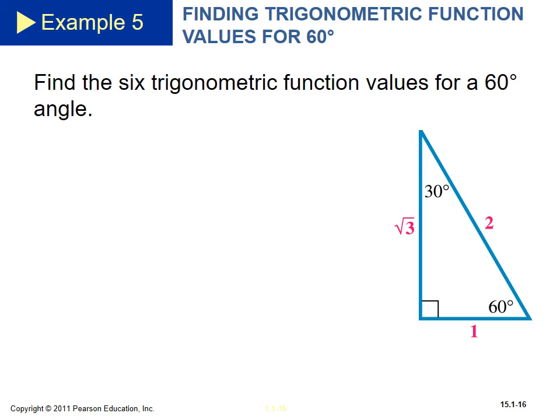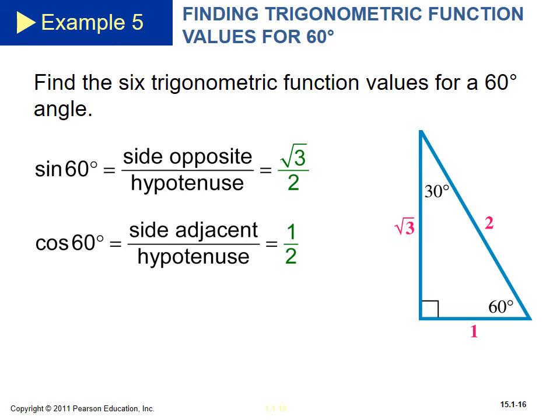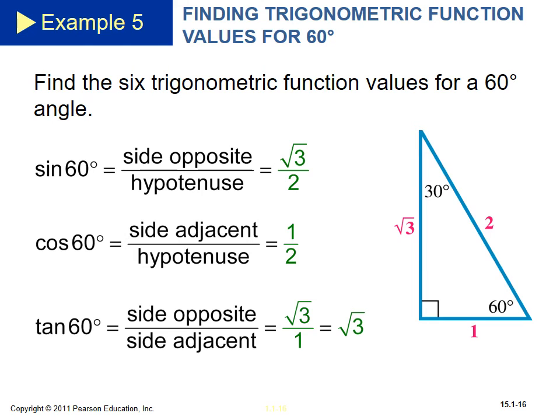Okay, so we have sine, cosine, tangent, cosecant, secant, cotangent. The sine is the opposite over the hypotenuse. So the sine of 60 is the square root of 3 over 2. Cosine of 60 is 1 over 2. The tangent of 60 is the square root of 3 over 1, or just the square root of 3.